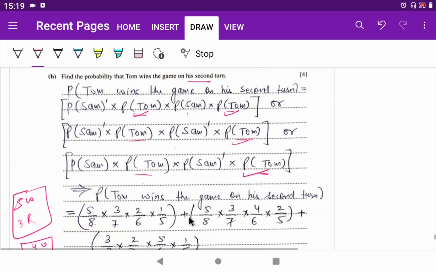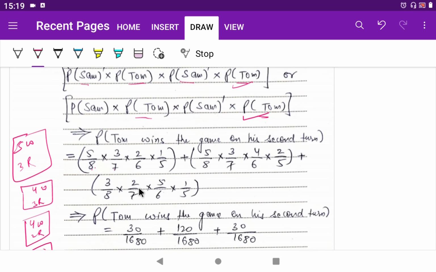Okay, so in the second case Sam is not getting, so 5 upon 8. Tom is getting, so 3 upon 7. Here Sam is again not getting, so the total will be 6, and the white discs there are 4, so 4 upon 6, and Tom will win because there are 2 red discs, and there are 5 total, so 2 upon 5.